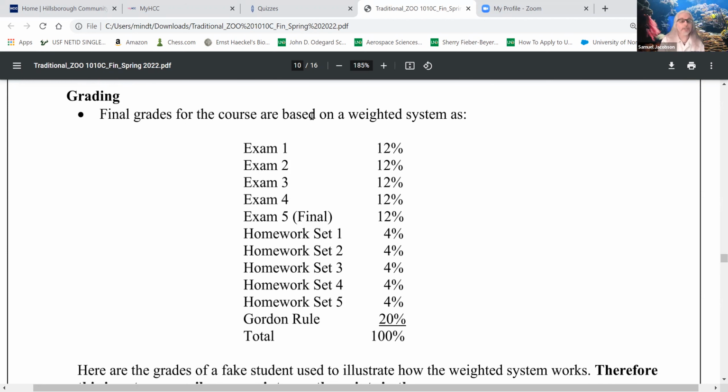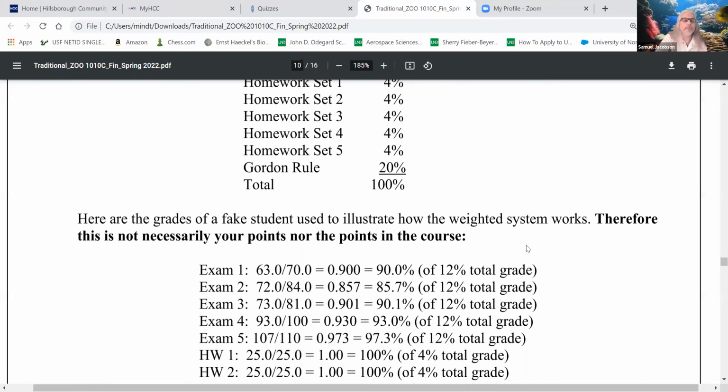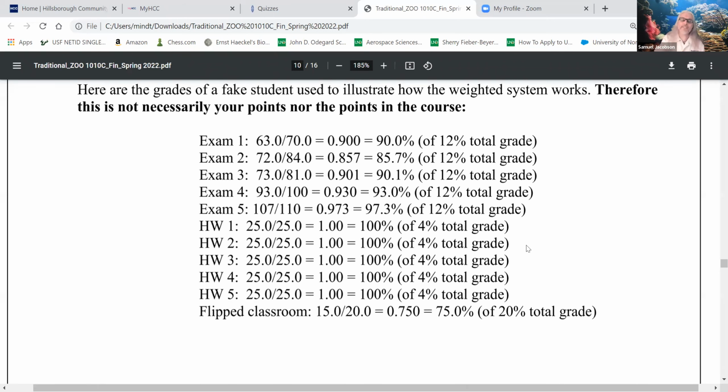Grading, you're in a weighted grade class. So here you go, you can see what it is. Exam 1, how much is it worth? 2, 3, 4, 5, how much the homework is worth, and how much your Gordon Rule is worth. Obviously adding up to 100%. With that, I've given you an example. This is a fake student in a fake class. It's just an example of how a system like this works.